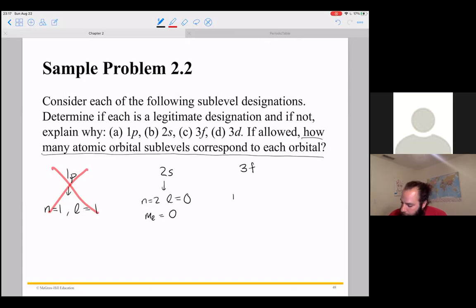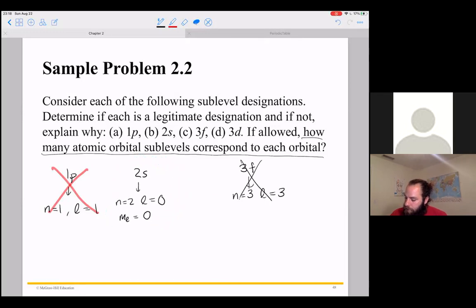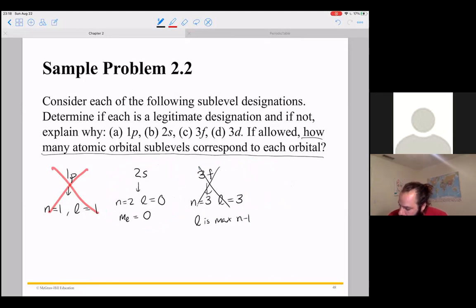3f. Now I have n equals 3 and L equals 3. This is again not allowed. No such thing as a 3f orbital, because again, L is maximally n minus 1. So if we're talking about an n equals 3, that means L is maximally 2.